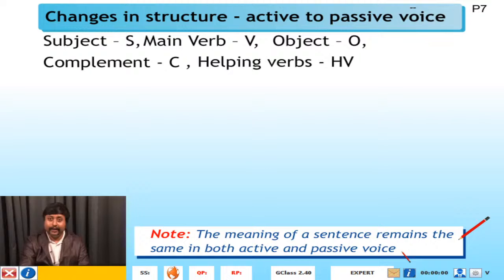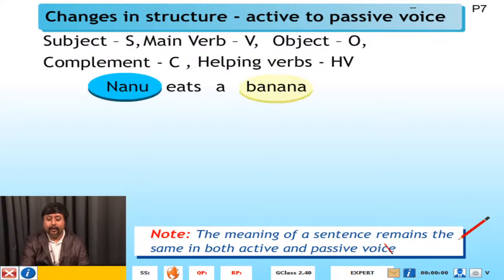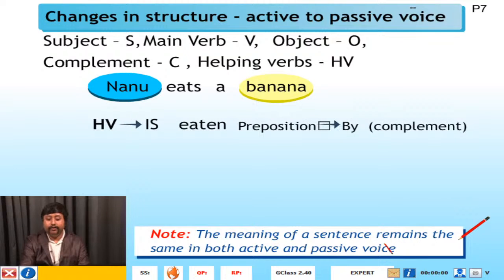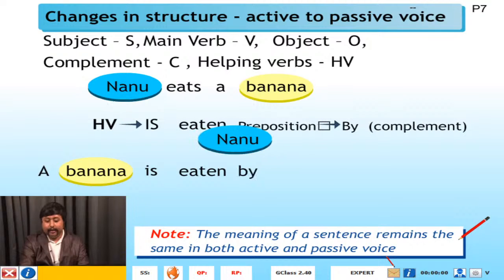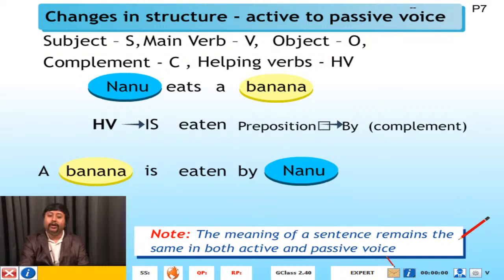So these are our indicators. As for subject, S; for main verb we'll use V; for object we'll use O; for complement we'll use C; and for helping verbs we'll be using HV. So Nanu eats a banana. In this sentence Nanu is the subject, banana is the object, right? Then helping verb is eaten, right? So banana is eaten by Nanu.